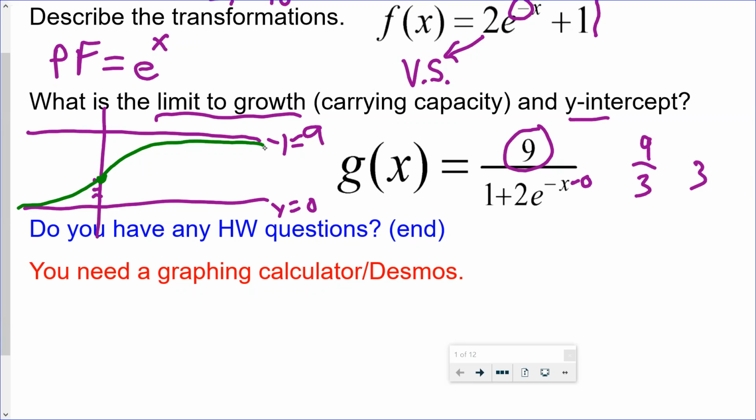All right, that was a quick review of what we learned last time, the basics of exponential growth and decay, as well as logistics. Now, if you have questions, hang on to those till the end.